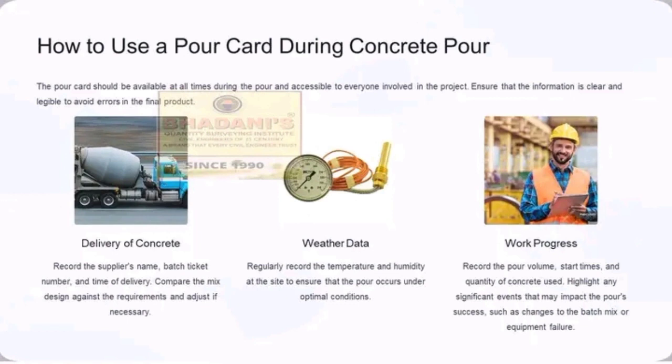Then the next one is work progress. The concrete pour card has a work progress. Record the pour volume, the start times, and the quantity of concrete used. Highlight any significant event that may impact the pour success, such as changes in the batch mix or equipment failure.